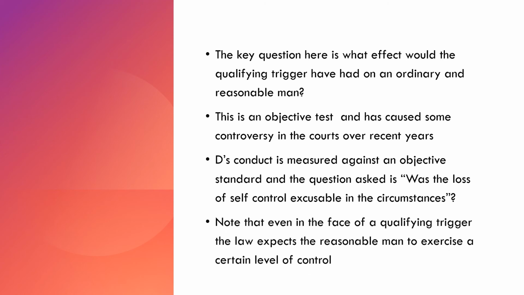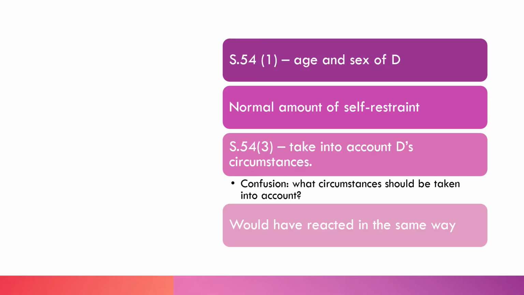But of course, even in the face of a qualifying trigger, the law expects a reasonable man to exercise a certain level of control. So to break that down, we need to consider the age and sex of the defendant and how that can shift from one to the other, and what we expect of a younger person compared to an older person, for example. We then need to consider what is meant by normal amount of self-restraint. Then we consider circumstances and look to case law to consider what should be taken into account. And finally, would a normal objective person react in the same way? And it is of course the jury who make this decision, so we can look to that standard and see what is meant by that.